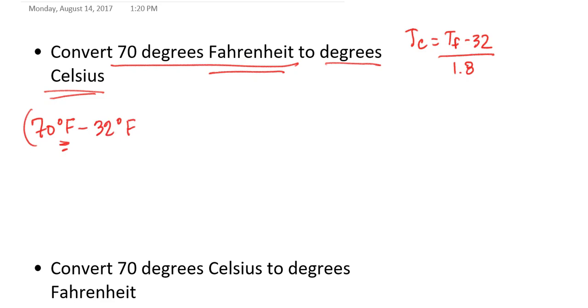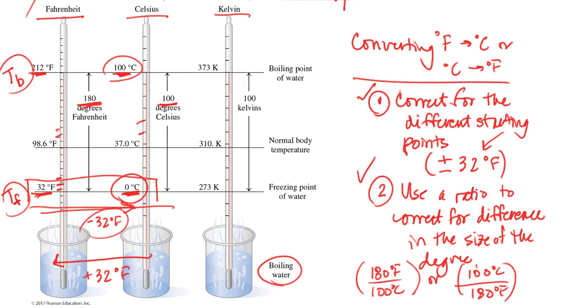So I'm going to first take 70 degrees Fahrenheit and subtract from it 32 degrees Fahrenheit. Okay? That's going to give me a difference in units of degrees Fahrenheit. Now, I also have to convert from degrees Fahrenheit to degrees Celsius. Well, again, we've discussed that before.